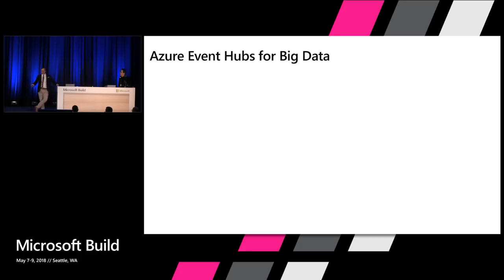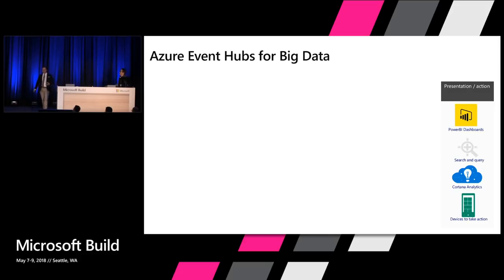When we look at something like event hubs, and the same would hold true for Kafka actually, when we look at the same type of pipeline in Azure, we really can start at the end, at the presentation and action, the things that our users care about. So dashboards, things like Cortana, things like mobile devices and search and query. And at the beginning, the event producers.